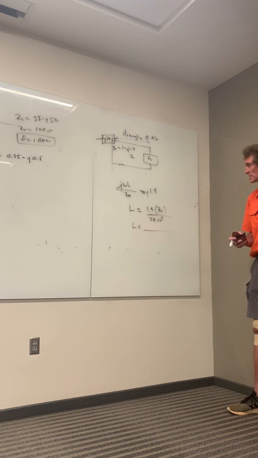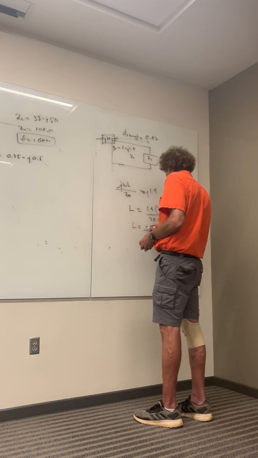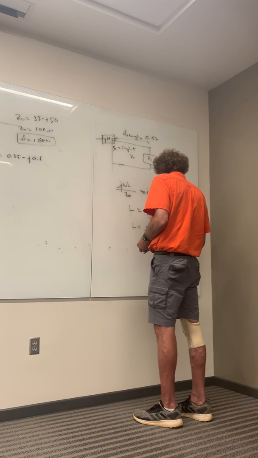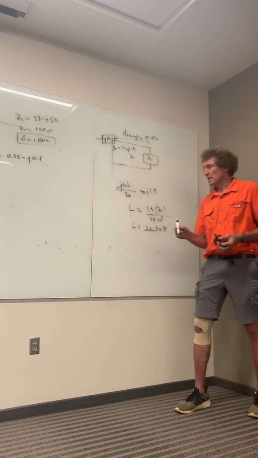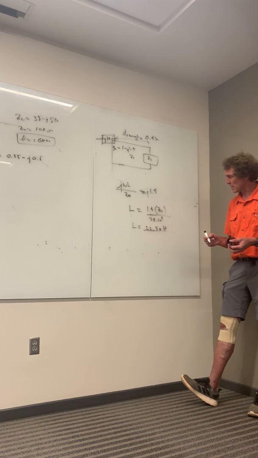Z naught is 100, so 22.3 nanohenries. Anybody confirm that? That's 140 over 2, so that's 70 over pi times 10 to the 9. That looks right. 22.3 nanohenries, right?